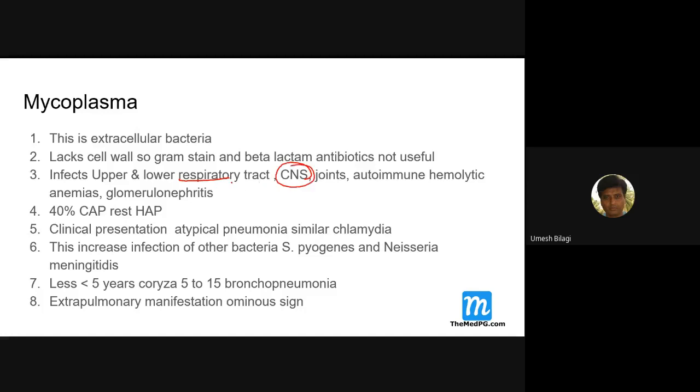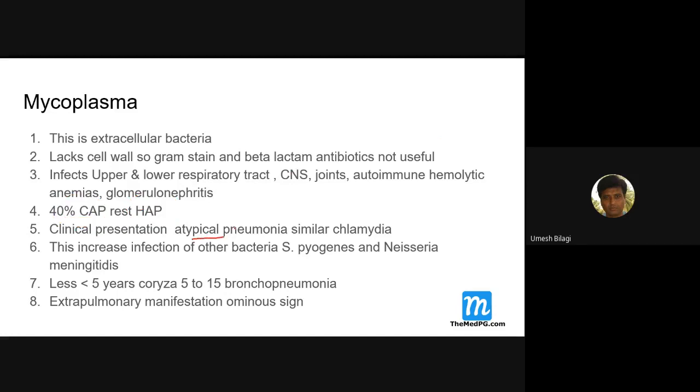If it involves more than the respiratory tract, it is not a good sign, it is an ominous sign. A patient with mycoplasma pneumonia who develops CNS infection is more likely to develop more complications, so you should be more concerned about such a patient. Most of them are community acquired, about 40%, and the rest are hospital acquired or ventilator associated.